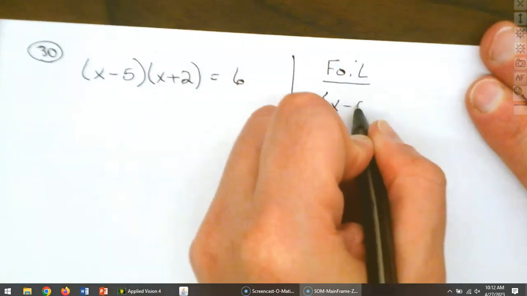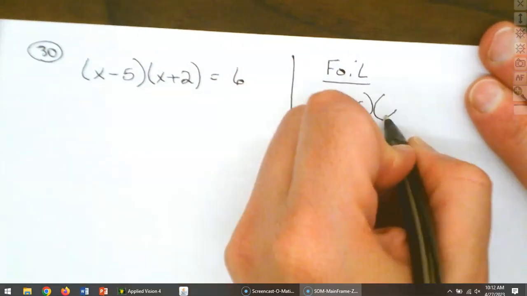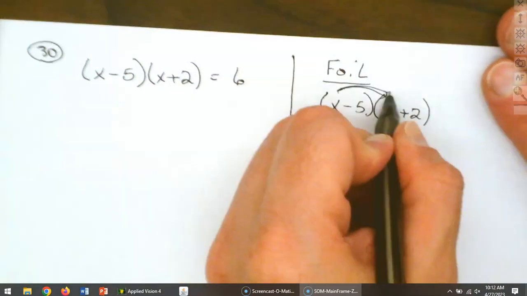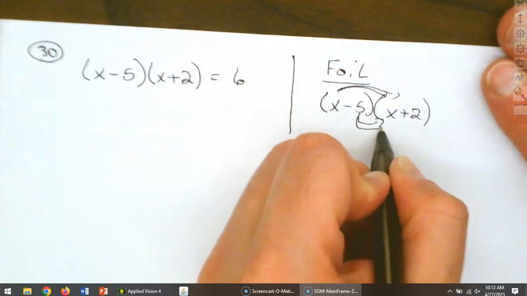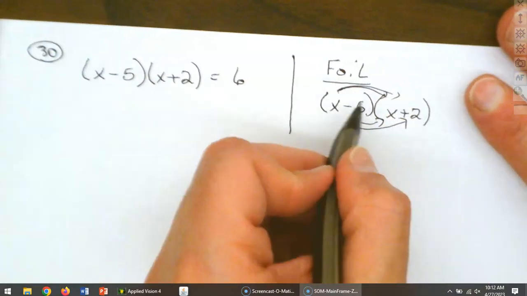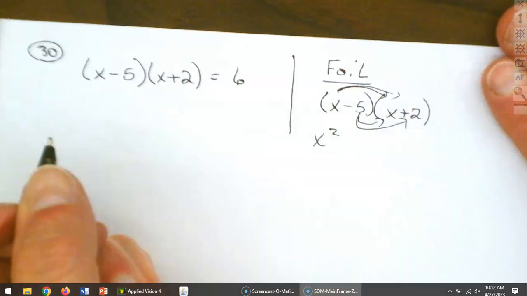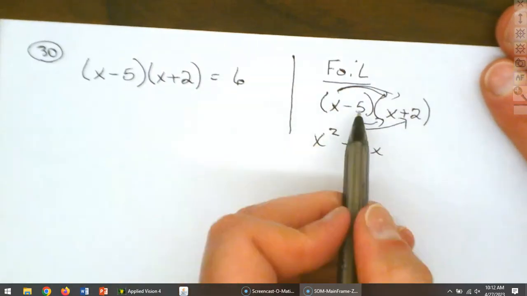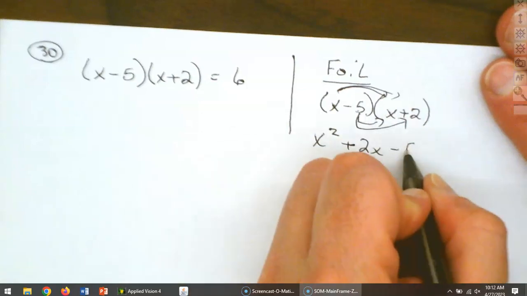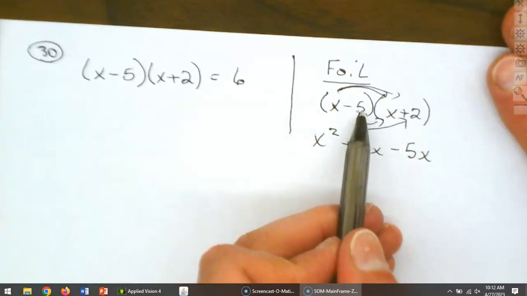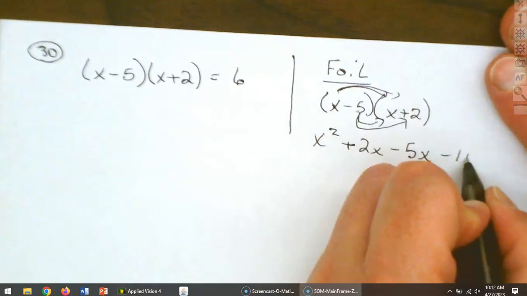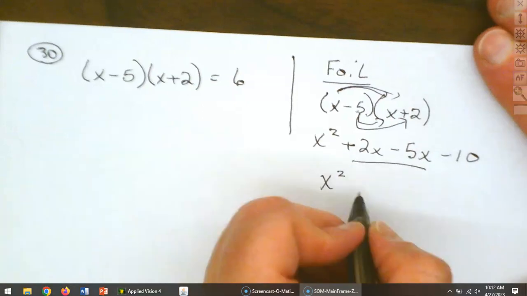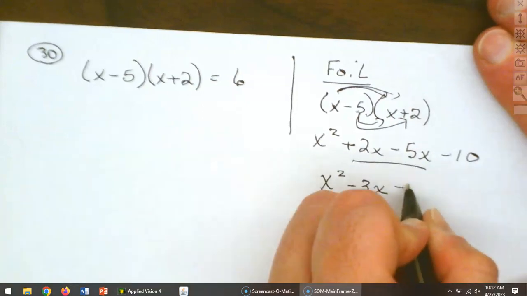We've got x minus 5, x plus 2, and so we're going to FOIL. We'll do that over to the side. X times x is an x squared. X times 2, that's a 2x. Negative 5 times x, that's a minus 5x. Negative 5 times 2, that makes it a negative 10. Those can go together. And that is then x squared minus 3x minus 10.